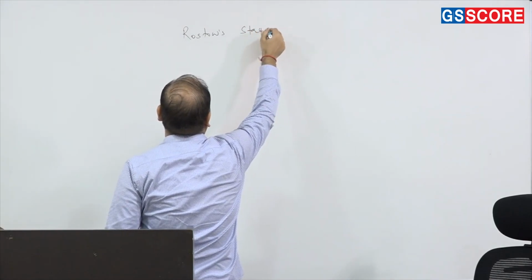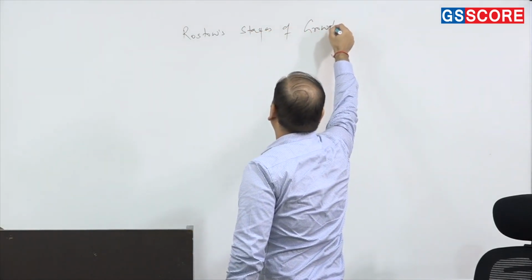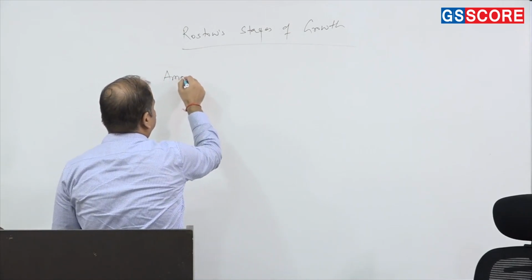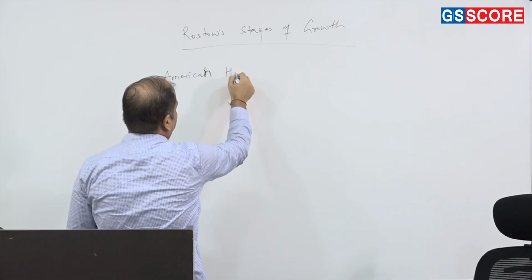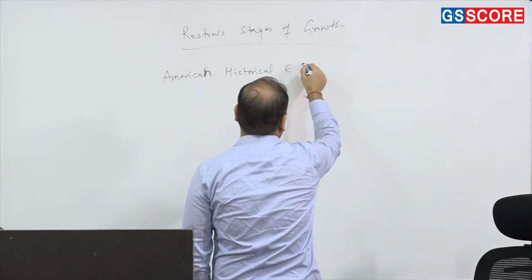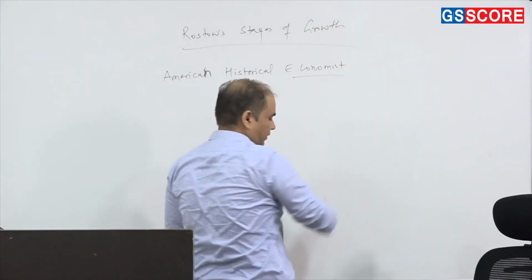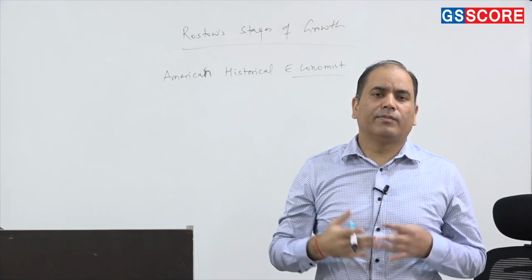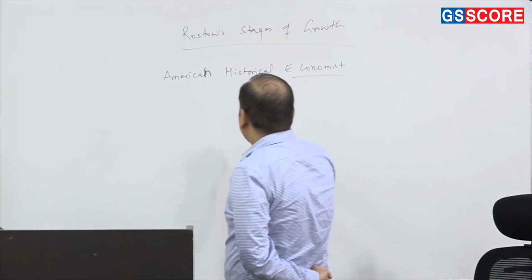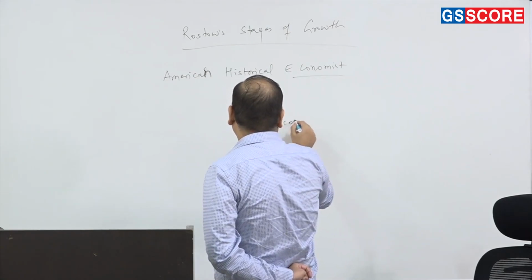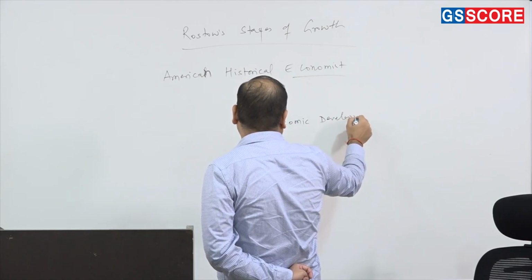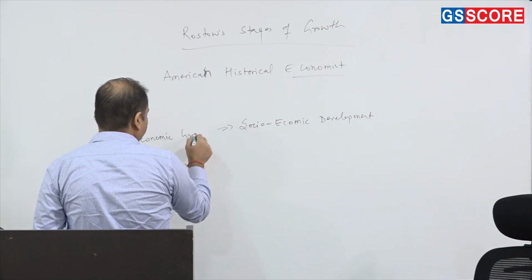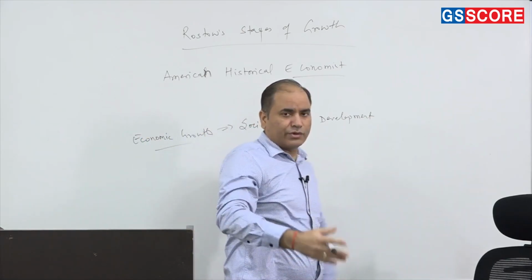Rostow's stages of growth. Rostow happens to be an American historical economist, geographer, and he simply tries to put forward a development model where he suggested that socio-economic development is based on economic growth. So, when the economic growth happens, socio-economic development will happen.